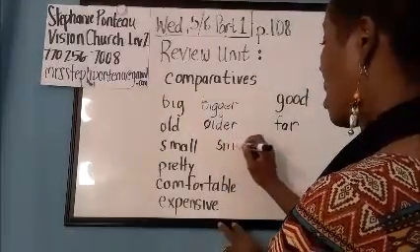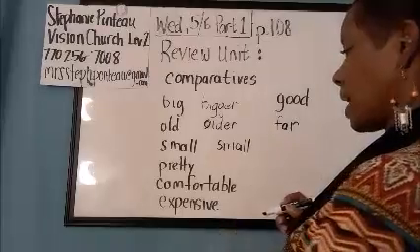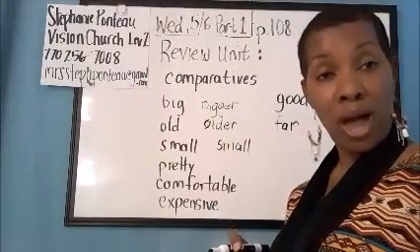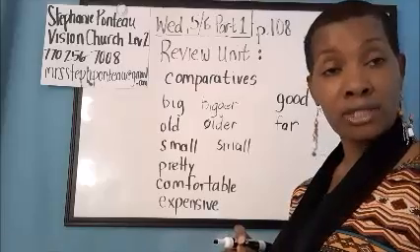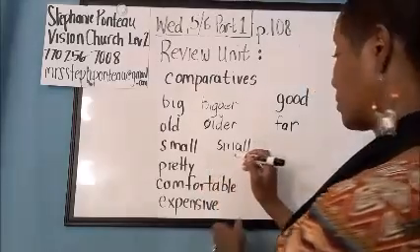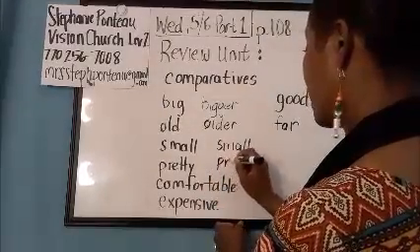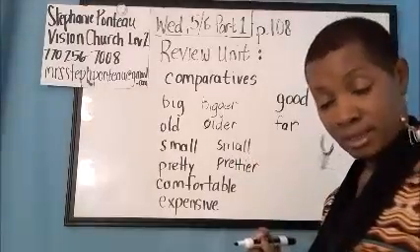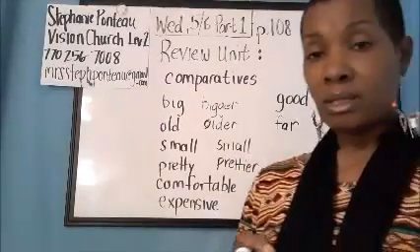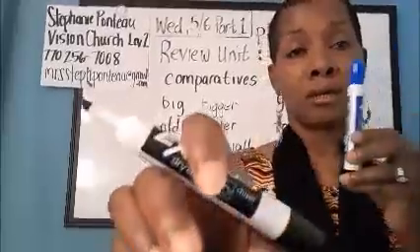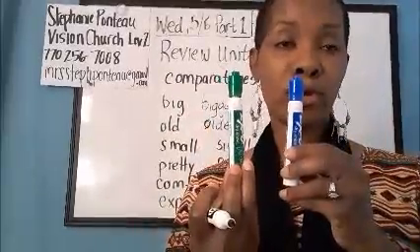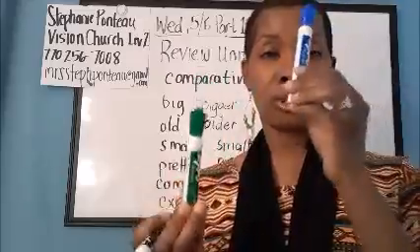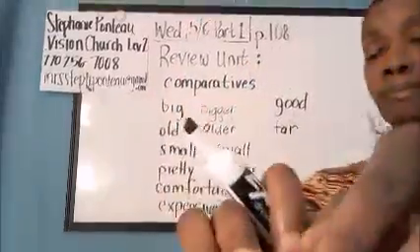So how about pretty? Now, when the adjective ends in Y, you change the Y to an I and add ER. So pretty would be prettier. Like, I think blue is prettier than green. I'm comparing two colors. Blue is prettier than green.